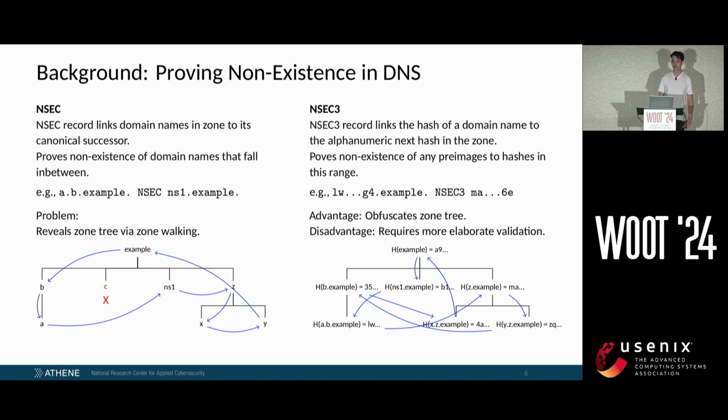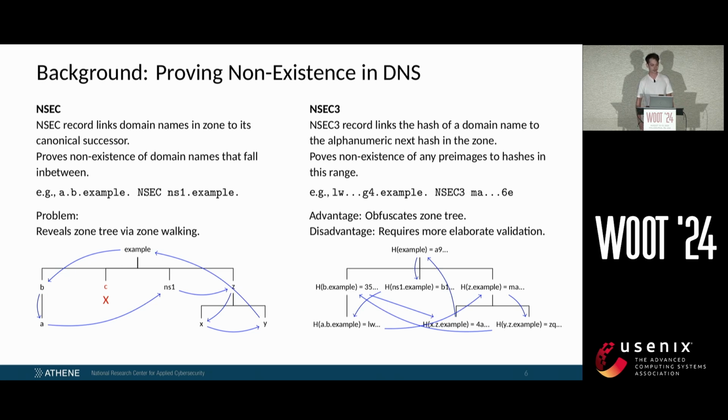Now, non-existence in DNS. There exist a couple of extensions that we call DNS security extensions, and there are basically two options on how to prove that something doesn't exist in the DNS: NSEC and NSEC3. NSEC mainly works in the form of a linked list over the zone structure. For any single domain, you can say, hey, there is a domain here, a.b.example, and the next domain in the tree would be ns1.example, and that proves that there exists nothing in between that would be canonically sorted between those domain names in this zone.